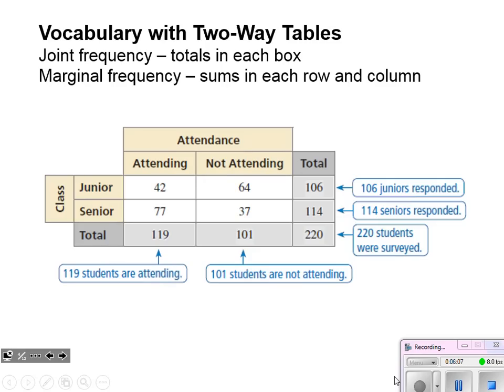And the tables are identifying frequency. How often do we get a person that says yes or says no, or will attend or will not attend? So we're looking for how frequently these outcomes arise.